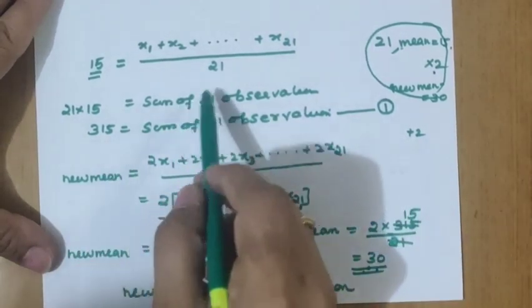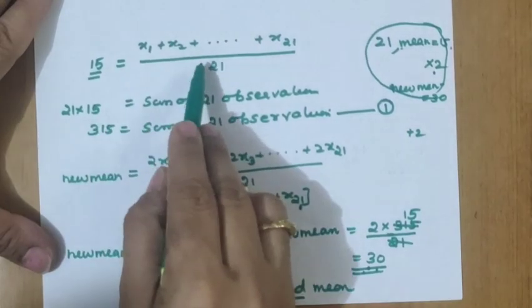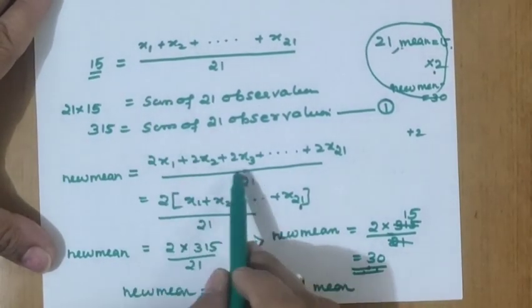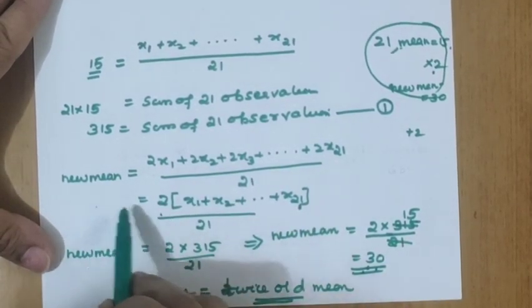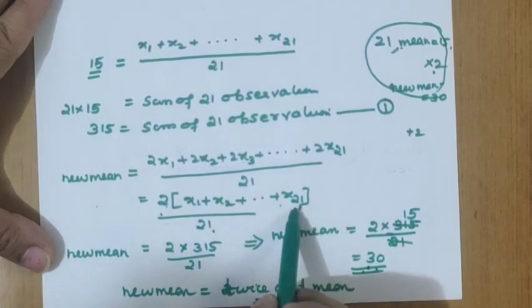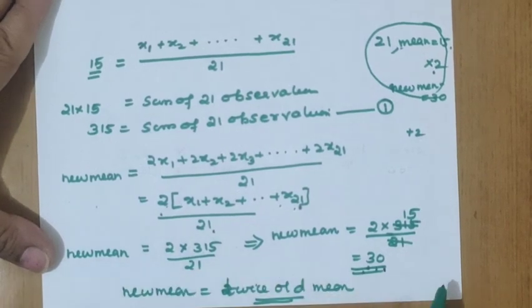So once again the steps: sum of the 21 observations divided by 21 equal to 15, that is the old mean. Now each observation is multiplied by 2, so 2 will be common there. So new mean means 2 into sum of the 21 observations by 21. Substituting the values, cancel that one, 30. So new mean equal to twice the old mean.